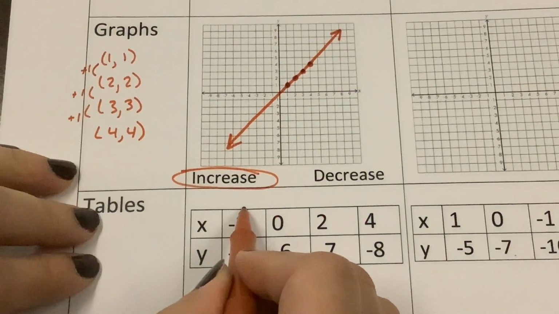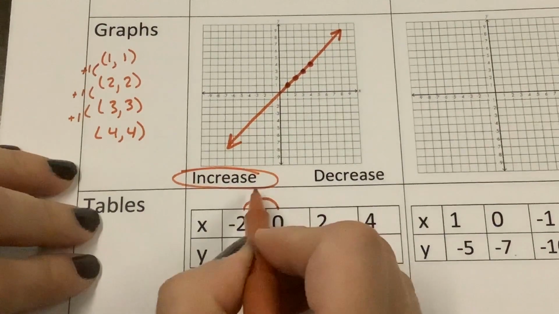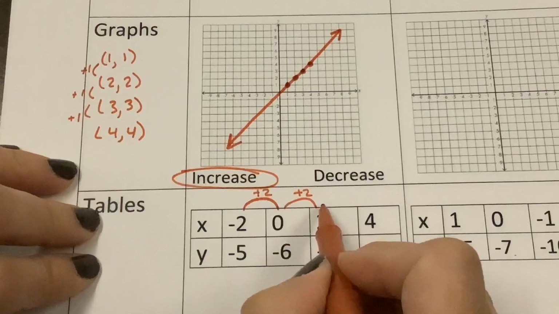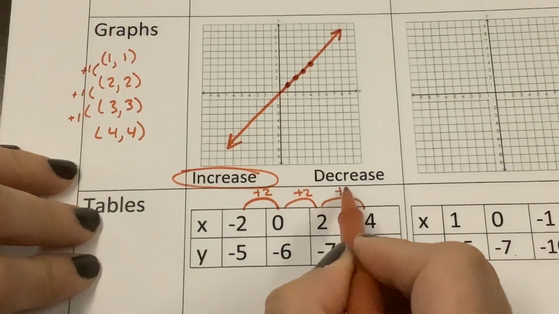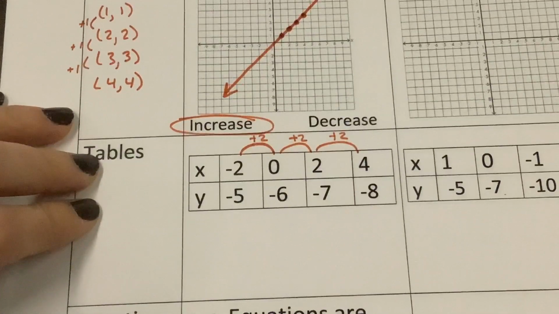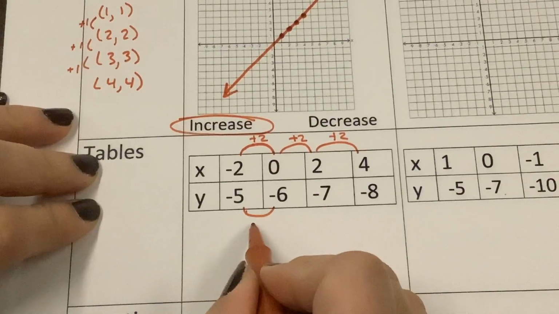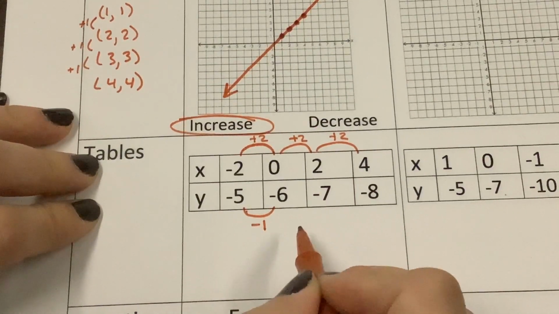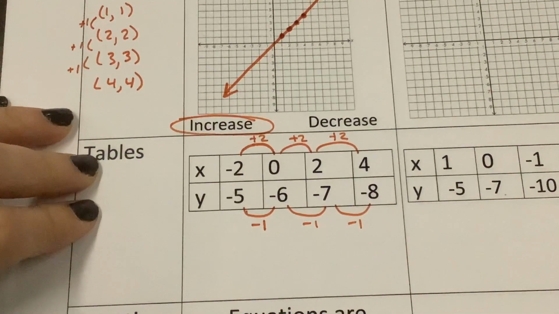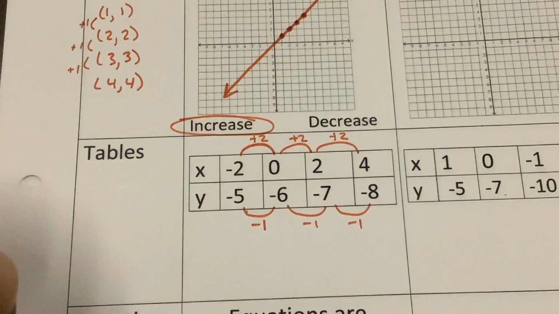So what is happening here? We're adding 2. And the next one, adding 2. And from 2 to 4, we're adding 2 again. So that's consistent all the way across. On the bottom, what are we doing? Subtracting 1 or adding a negative 1. Negative 1, negative 1.